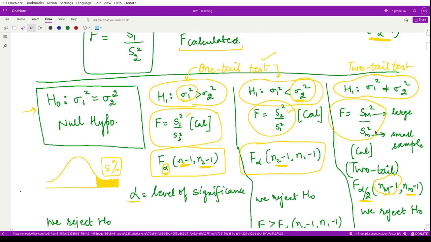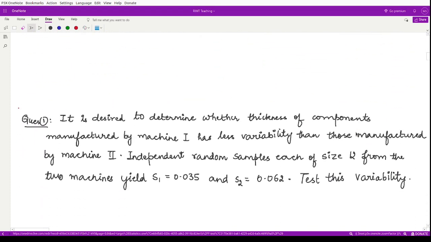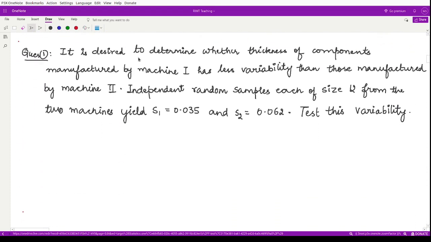So this is the F test. Now let's move on to solve this question. It says that it is desired to determine whether the thickness of components manufactured by machine 1 has less variability than those measured by machine 2.